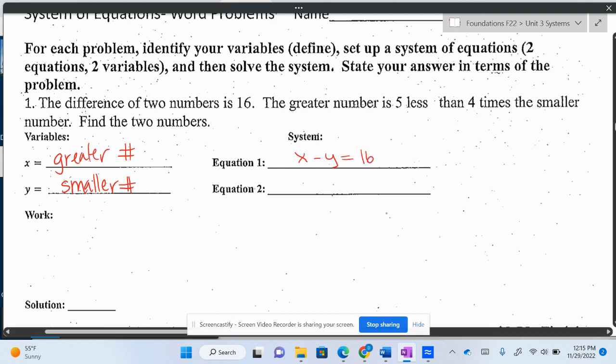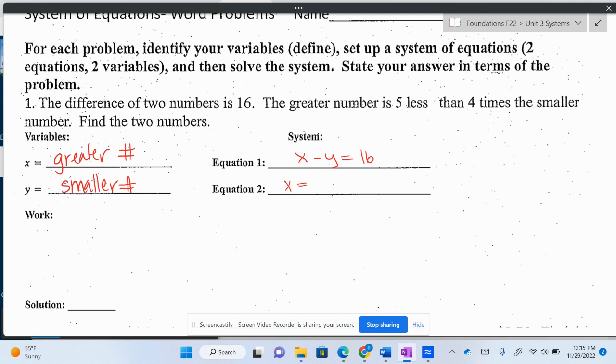It says the greater number, X, is 5 less than 4 times the smaller. What does less than mean? But it's that funky one. Remember, you have to put it at the end, right? This is the special less than. You have to move this over. So 4 times the smaller minus 5. Those are your two equations.